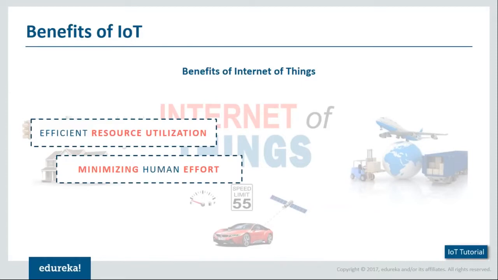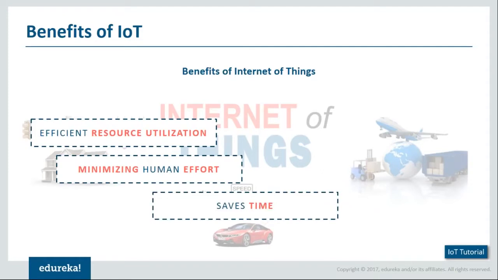Okay, the next benefit would be it saves time. If it reduces my human effort, definitely it is going to save my time. Apart from that, if the resources are utilized more efficiently, then again it is going to save a lot more time as well. All in all, any benefit of Internet of Things will in turn help you save a lot of time as well. So time is one of the major factors that can be saved on an Internet of Things platform.